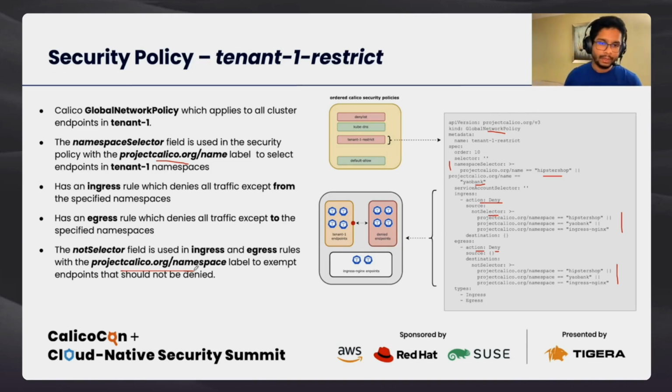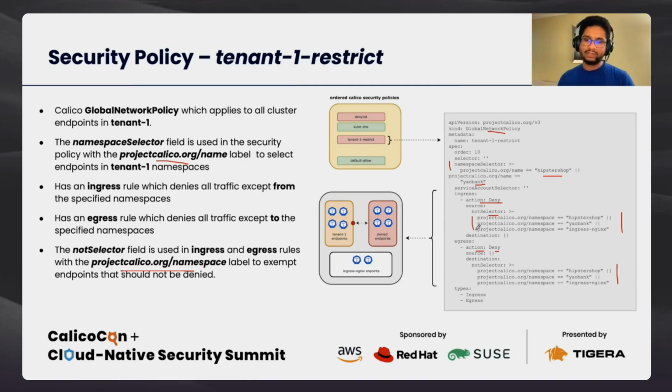Okay. So since we're using a not operator, we're using the projectcalico.org/namespace label, and we're providing the name of the namespace so that those endpoints are exempted from the security policy. Now, if you want to visualize this policy, we have the tenant 1 endpoints selected using the namespace selector. So basically endpoints in hipstershop and Yaobank. All traffic to other endpoints are denied except for what's exempted using the not selector.